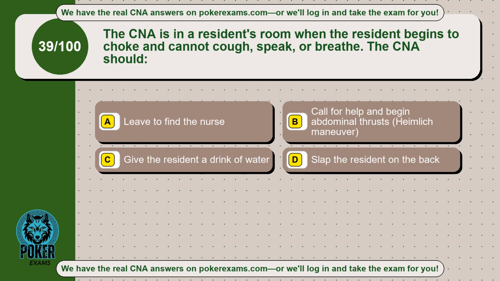Question 39. The CNA is in a resident's room when the resident begins to choke and cannot cough, speak, or breathe. The CNA should: Option A. Leave to find the nurse. Option B. Call for help and begin abdominal thrusts, Heimlich maneuver. Option C. Give the resident a drink of water. Option D. Slap the resident on the back.